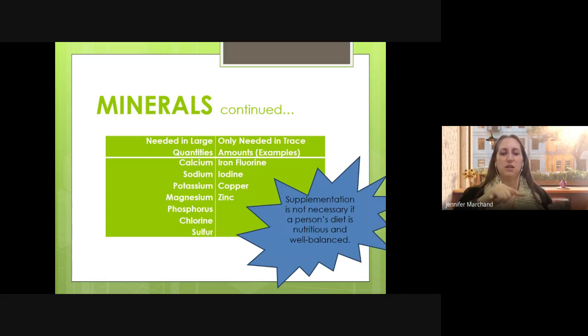So here's some minerals that we need in large quantities. We need calcium, we need sodium. Sodium kind of sits on the edge there. We need potassium, you can get that from bananas. We need magnesium, we need phosphorus, we need chlorine, and we need a little bit of sulfur. The things that we only need trace amounts of are iron, fluorine, iodine, copper, and zinc. If you notice, most of the salt that you buy at the store is salt with iodine. It's just the trace amounts of iodine so that when you salt your food, you're getting the total amount of iodine that you need.